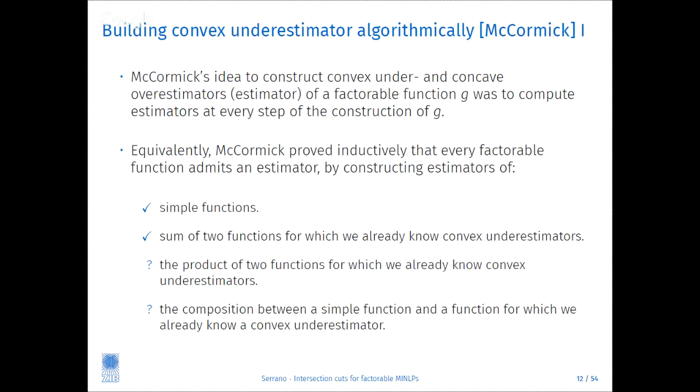Then he proposed how to build an underestimator for the sum of two functions for which we know the underestimator, or the product, or the composition. So for the simple functions, one just needs to compute stuff, and one gets the underestimator. Then the sum is clearly just the sum of the underestimators. So these two are easy. And then we have to find out how to build the underestimator for the product and for the composition.